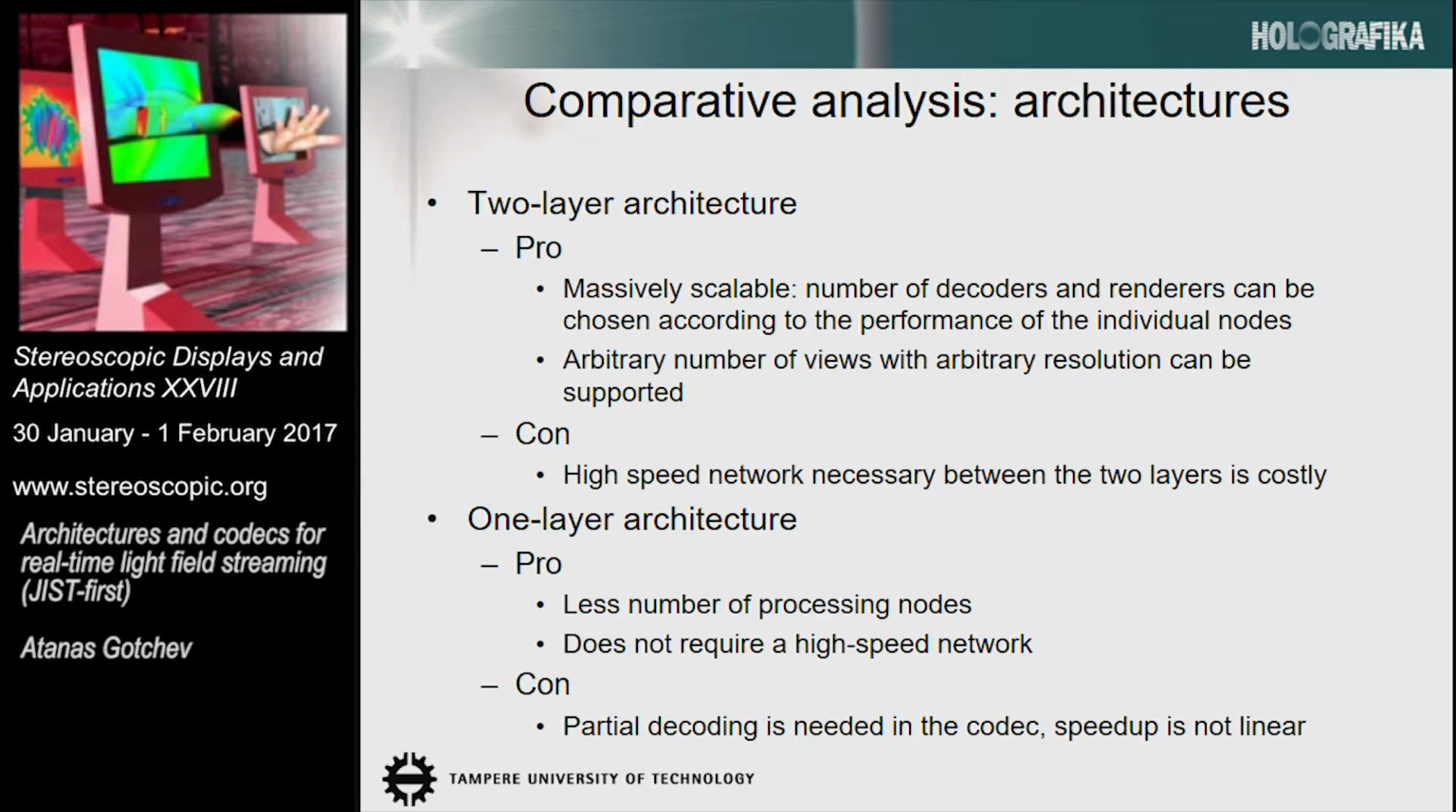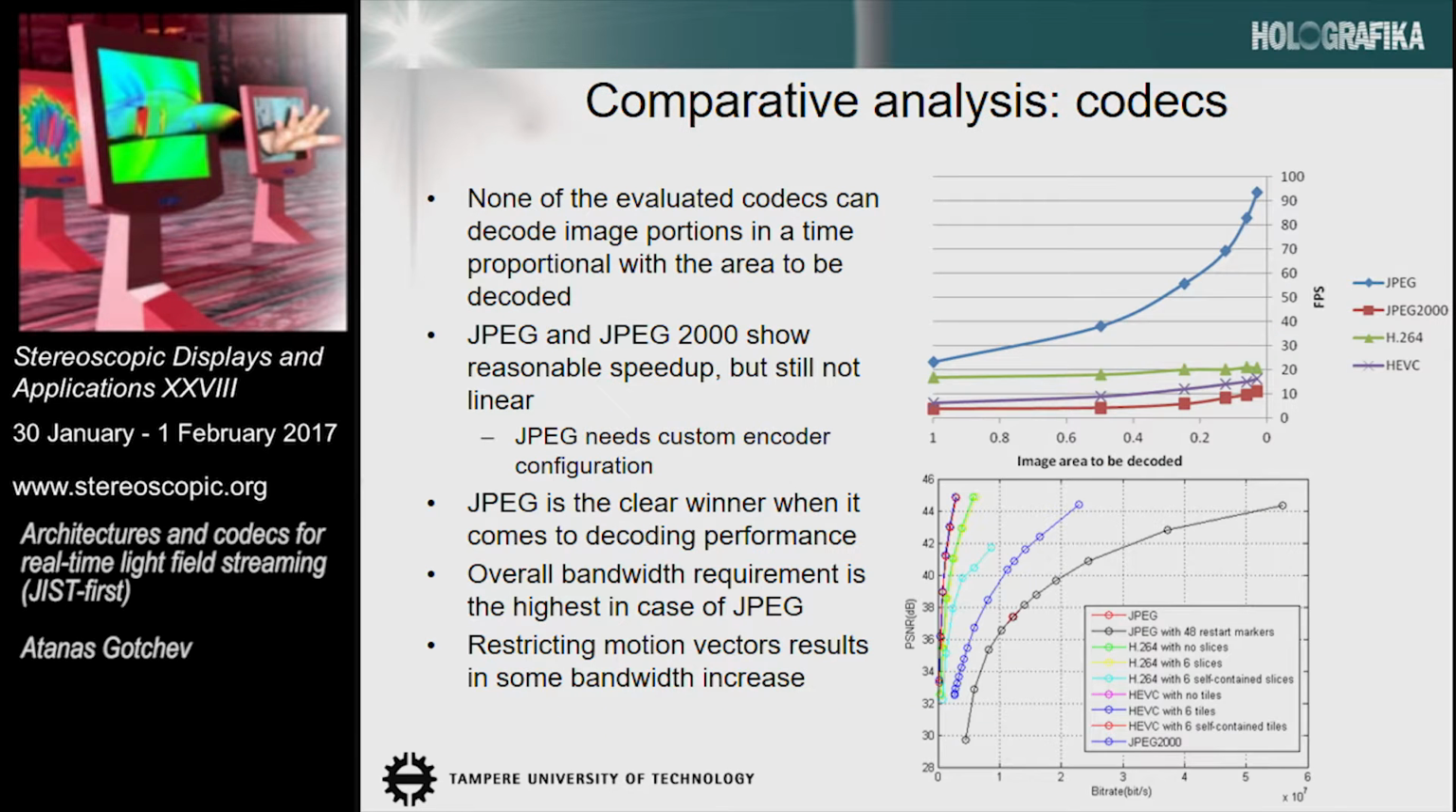Analyzing the architectures, it's clear that the two-layer architecture is massively scalable, so we can play with the number of decoders and renderers. We get an arbitrary number of views, and arbitrary resolution can be supported. However, we need a high-speed network on the display side, which is kind of costly. The one-layer architecture has fewer processing nodes and does not require a high-speed network. However, it requires partial decoding to be supported.